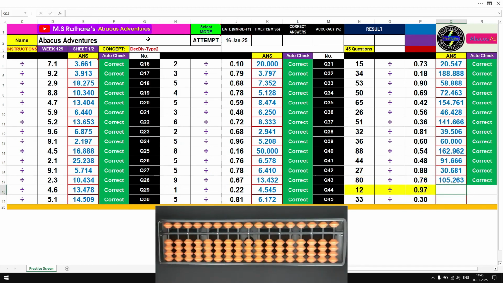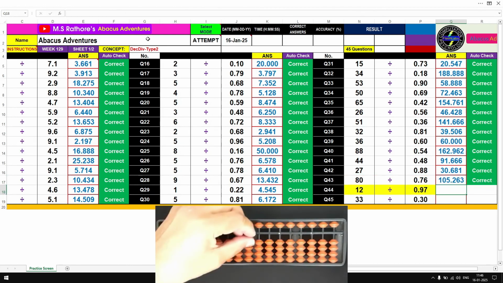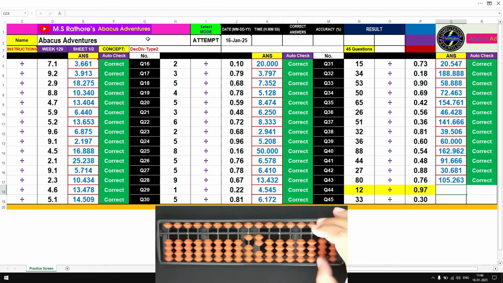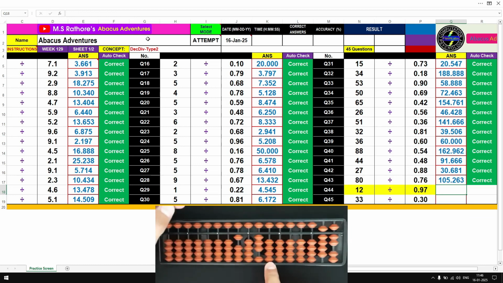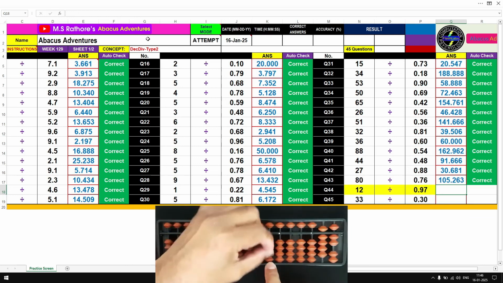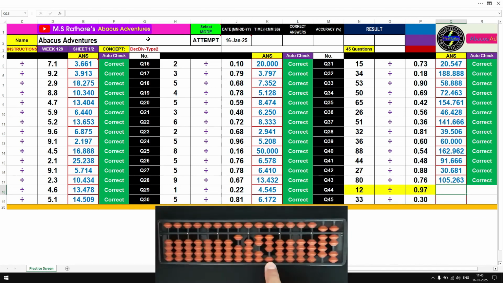Question number 44, 12 divided by 0.97. After placing 12 correctly, it becomes 12 divided by 97. My finger is below 12 now. 9 ones are 9. 7 ones are 7. Alright. New round, 23 is the value.